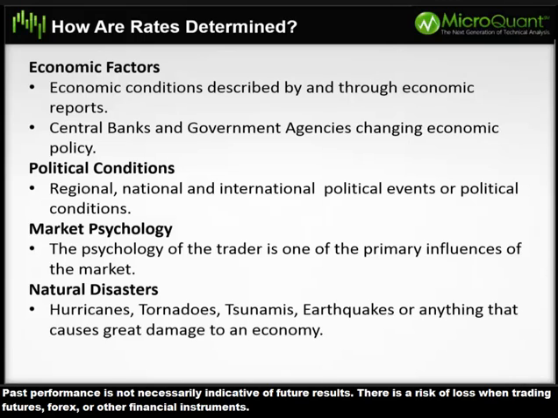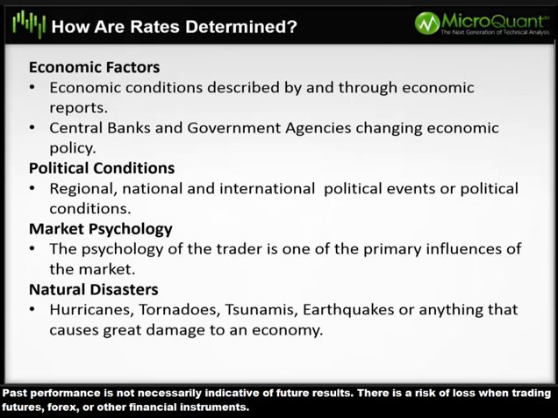Plus, market psychology is another one. This is the psychology of the trader. Everyone goes through the emotions of greed and fear, and those really play a factor in it. And if everyone sees a certain price, or if everyone believes price is going to rise higher, a lot of times it becomes a self-fulfilling prophecy because a lot of people hop on the bandwagon and they can cause prices to move in that direction.